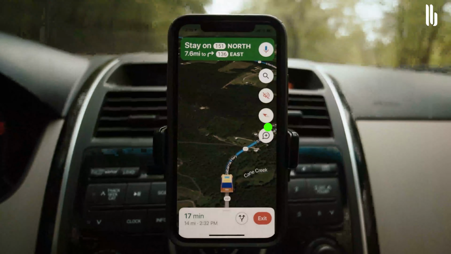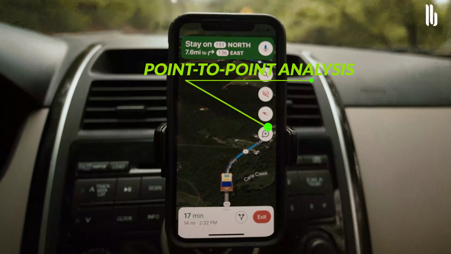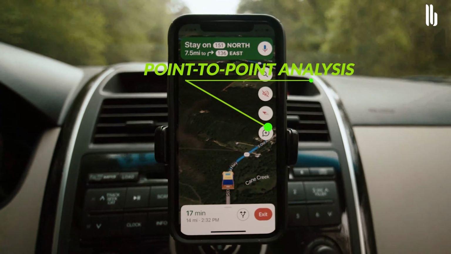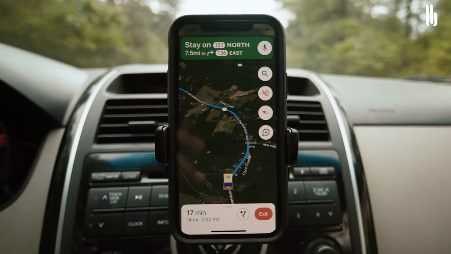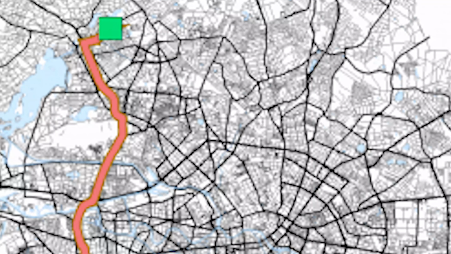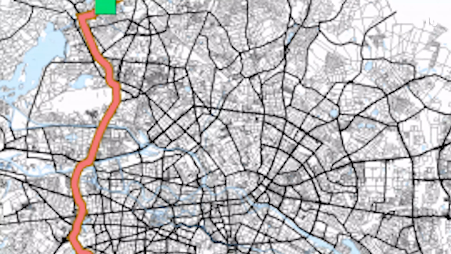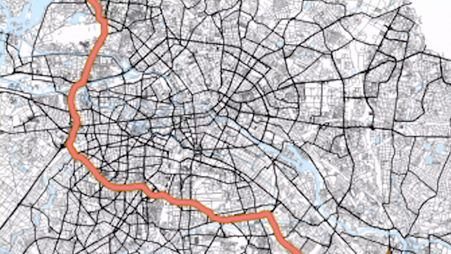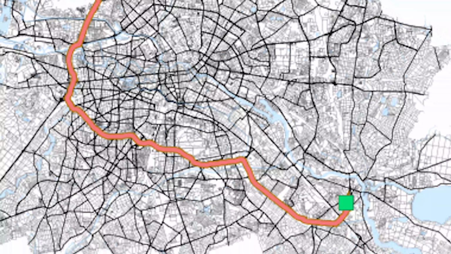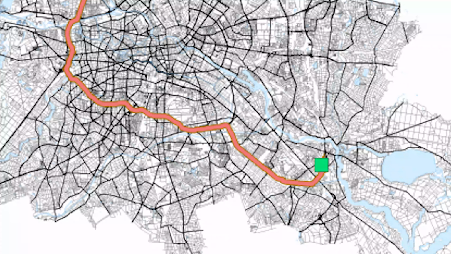1. Point-to-point analysis. A point-to-point analysis is the most common routing problem. It consists of a set of points to find the most optimal route based on specific criteria. Find nearest. Where is the closest destination? It finds the nearest destination based on a starting point with multiple potential destinations.